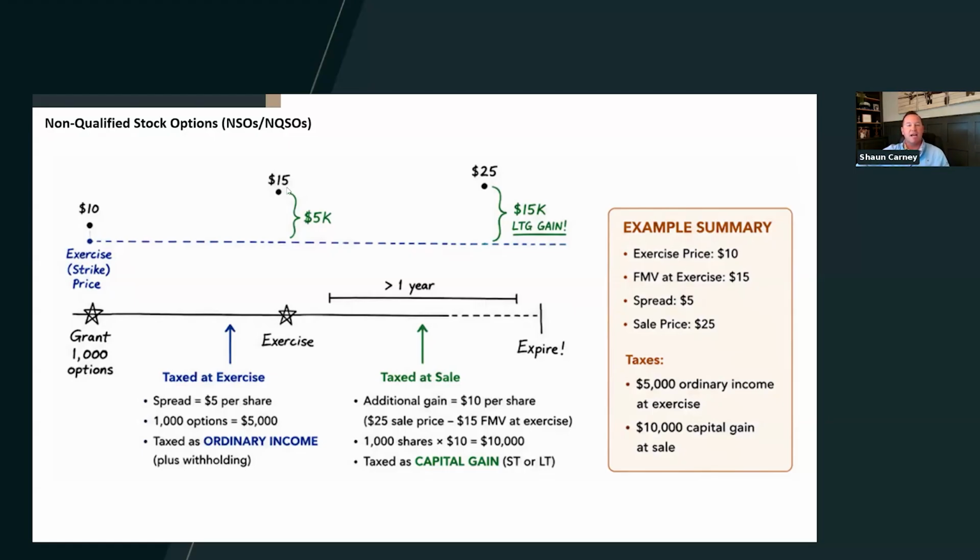From there, let's say I decide to hold it. The shares grow to $25. If it's been longer than a year, then I'm paying long-term capital gain. This slide's a little bit misleading because really I bought them at 15. It's gone up to 25. My capital gain would be on the 25 to 15. So I have a $10,000 capital gain. If I sold them within a year, that would be ordinary income.